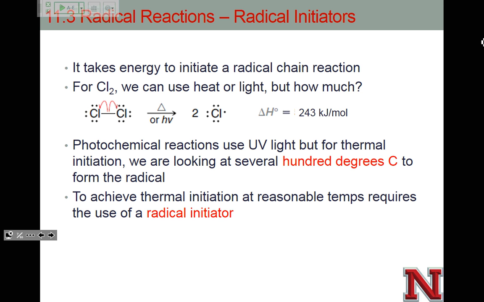So to achieve thermal initiation at a reasonable temperature, we can use what's called a radical initiator. This is going to be a molecule that can easily form a radical at lower temperatures and with less light. We don't usually need a lot of it, because we don't want it to participate in the reaction. We just want it to form the radical so we can start our propagation process. So once we form a small amount of radical, the propagation process is usually pretty quick. So that's our goal. So what do you think we need for a radical initiator?